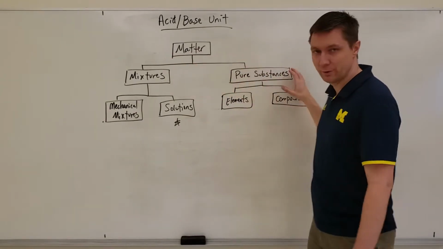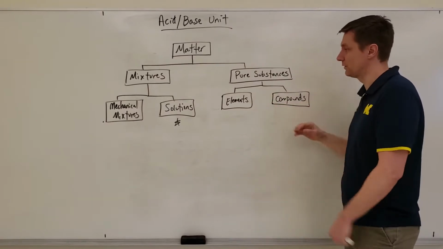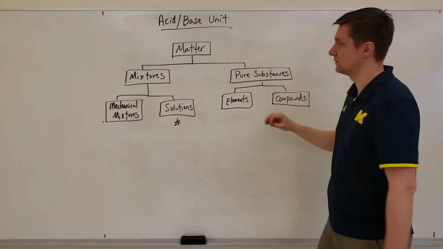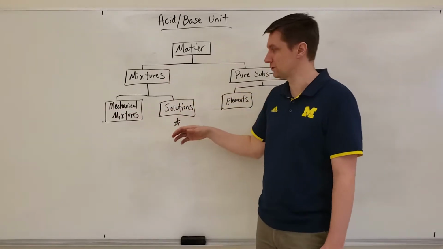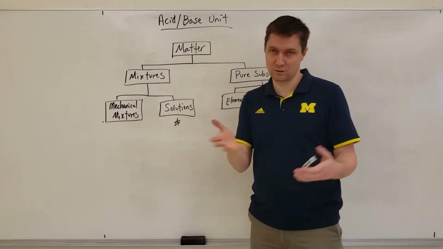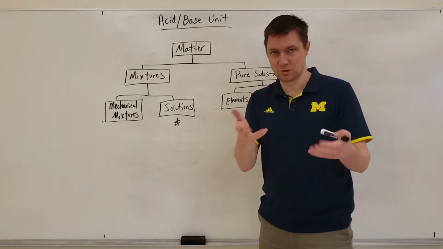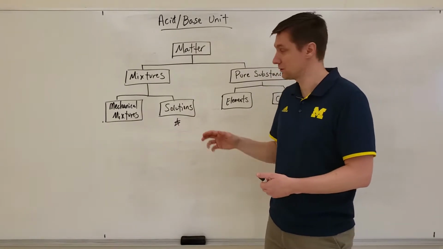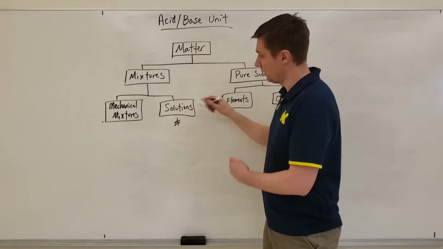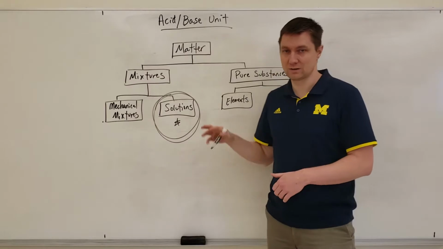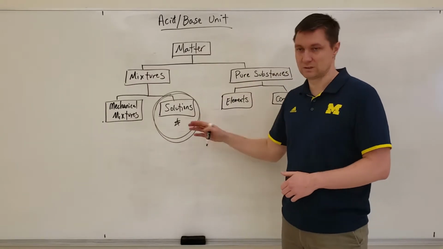We've got mixtures and pure substances, and you probably remember this diagram where we've got elements and compounds, or two types of pure substances. And then over here we have two types of mixtures. Mechanical mixtures, which sometimes are referred to as heterogeneous mixtures, and solutions, which sometimes are referred to as homogeneous mixtures. Now, the solutions part of things, this is where we're going to be spending all of our time, right here with these types of substances.